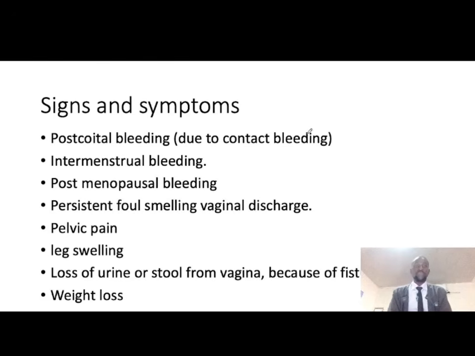They may come with intermenstrual bleeding. It may come in as postmenopausal bleeding. The other symptom is persistent foul-smelling vaginal discharge. They may have pelvic pain. They may have leg swelling or loss of urine or stool from the vagina, and this is because they can end up with a fistula that can form. They may have weight loss. Remember, this is a cancer, so obviously they may come in with weight loss.